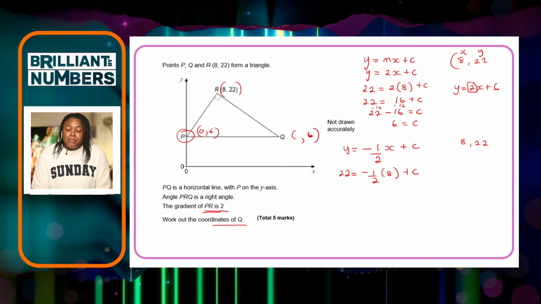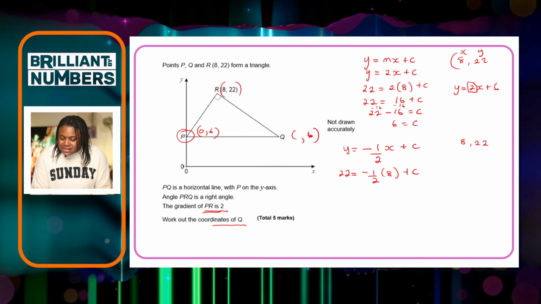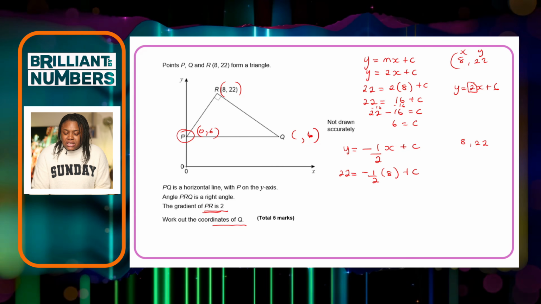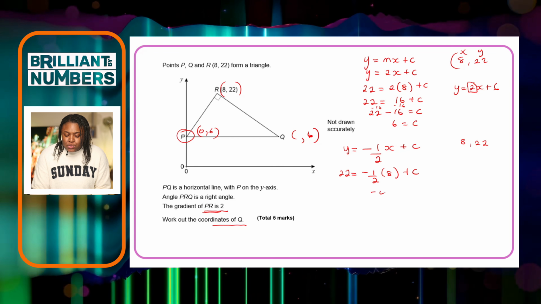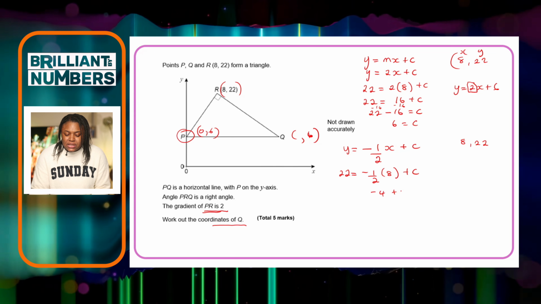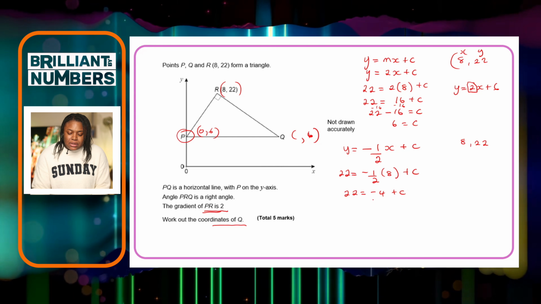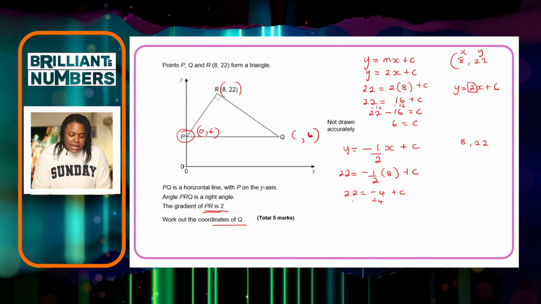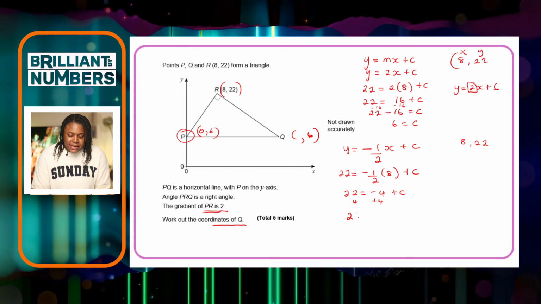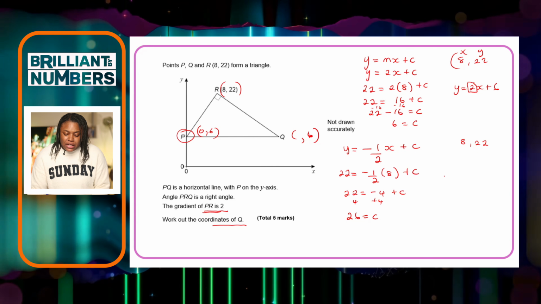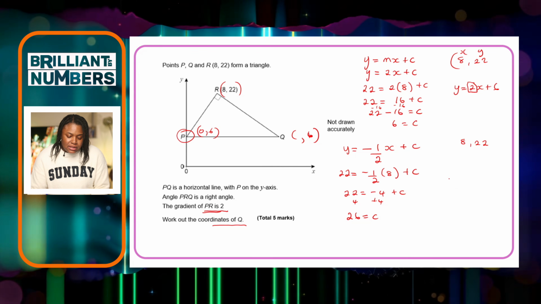So multiplying by a half is the same as dividing by 2. So essentially this is minus 8 divided by 2, which is minus 4, plus c equal to 22. So now I just need to add 4 to both sides. So 26 is equal to c. So the equation of this line, let's write it down.